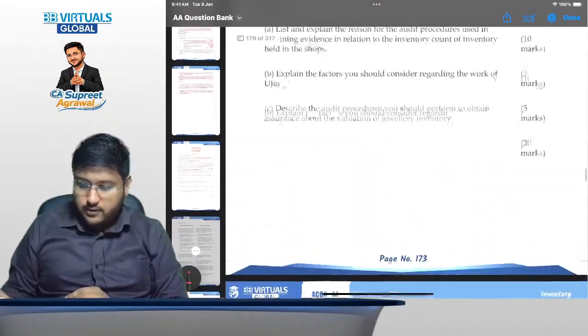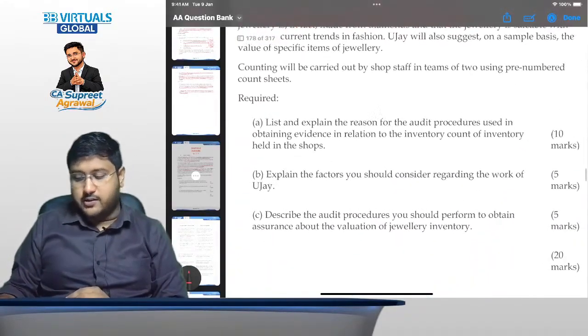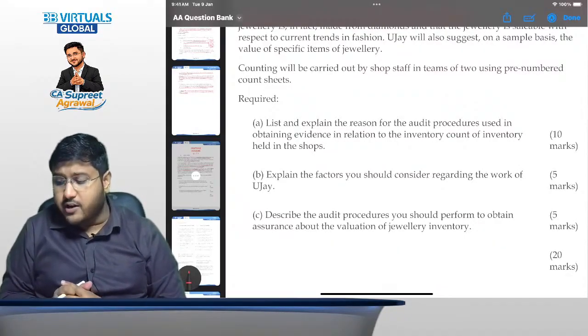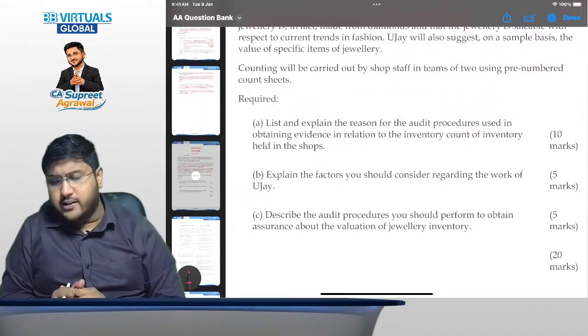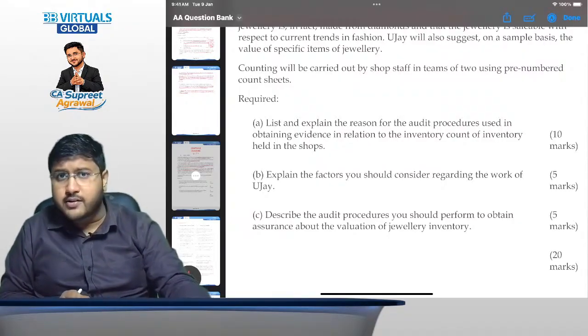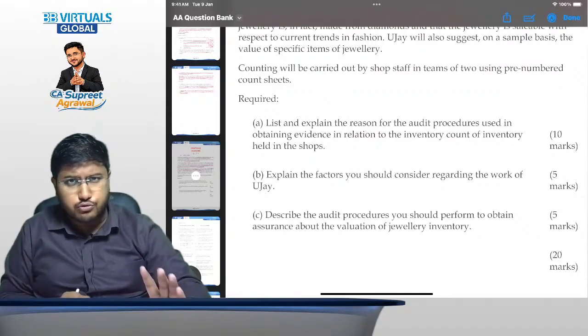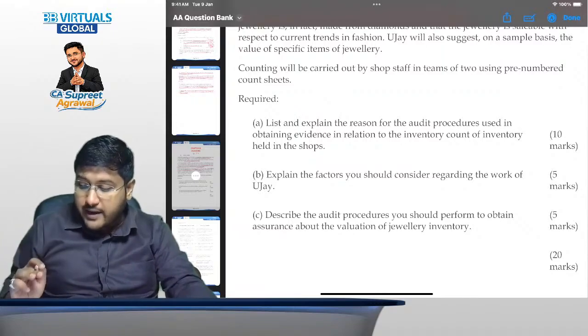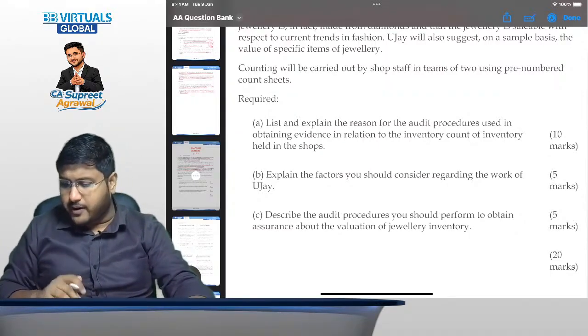Okay, that's it. So let's complete the first answer first. List and explain the reason for the audit procedures used in obtaining evidence in relation to the inventory count of inventory held in the shops. Please pause this video if you are watching it in recorded mode, and for the live students, I would suggest that you take 2 to 3 minutes, write this particular answer, then we will meet again to discuss part A only. For now, part A only, then part B and part C.